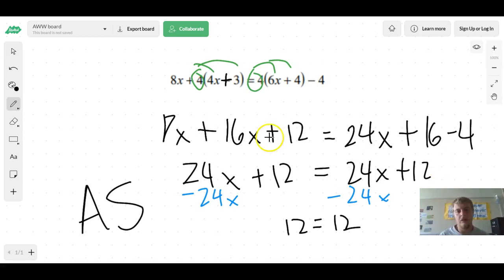So in this case, whenever you have two numbers that are equal to each other, that would be an all solutions case. We're going to try one last type of problem. We might do a couple examples of this, but these are probably the a little bit trickier equations.